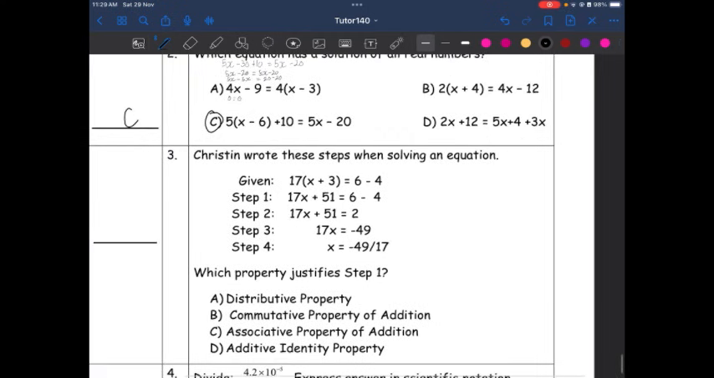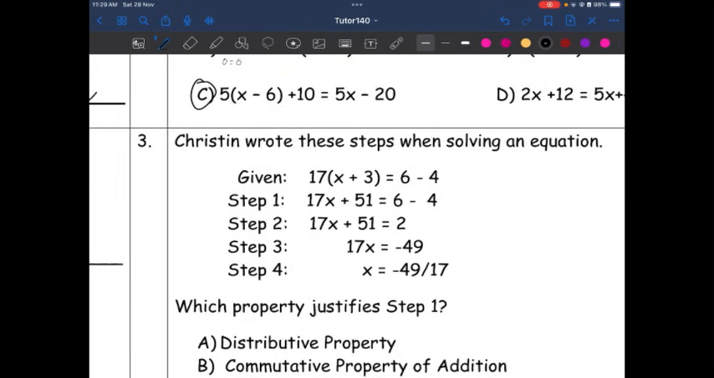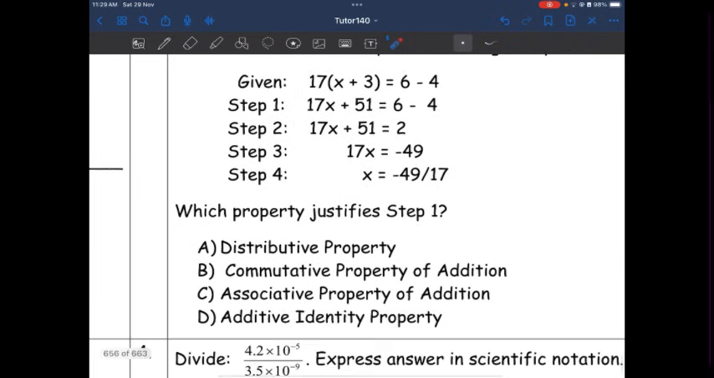Kristen wrote these steps when solving an equation. So given 17 times the quantity x plus 3 equals 6 minus 4. Step 1, he distributed the 17 to both terms in the group. So that gave us 17x plus 51 is equal to 6 minus 4. Then he subtracted the 4 from the 6, which gave him 2. He transposed and sent the 51 over. It became a negative 51. And then negative 51 plus 2 is negative 49. And finally he divided both sides by 17.